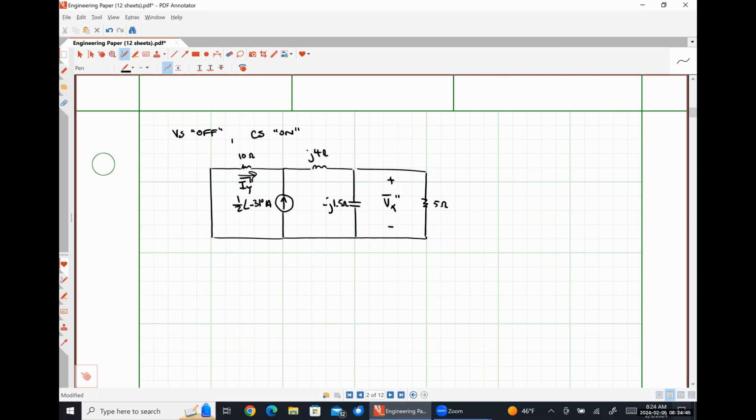So how might we solve for one of these quantities? We definitely could do a source transformation because the phasor current source is in parallel with that 10 ohm resistor, which would allow us to calculate the voltage VX double prime by using voltage division, much like we did in the previous example. So that seems like a reasonable thing to do.